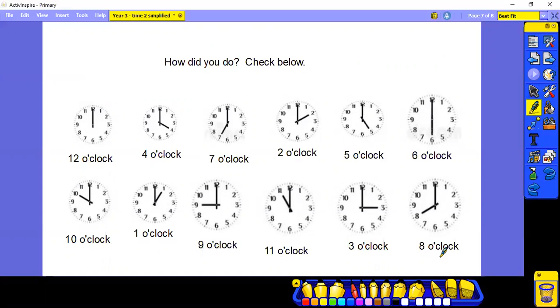So hopefully now you feel quite confident reading a clock face and telling the time to the hour using o'clock. Have a practice at home.